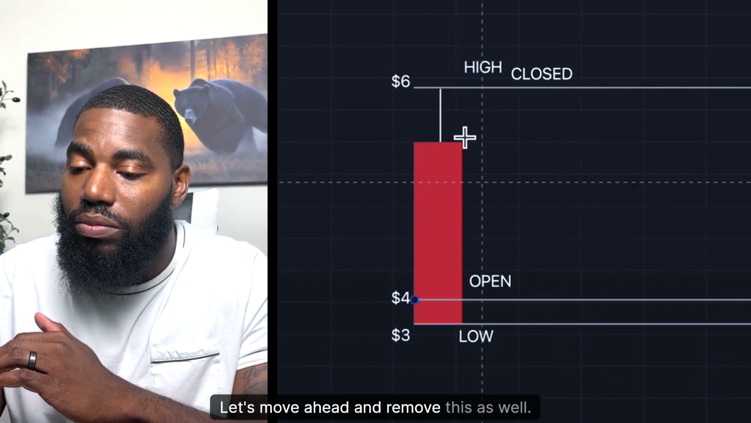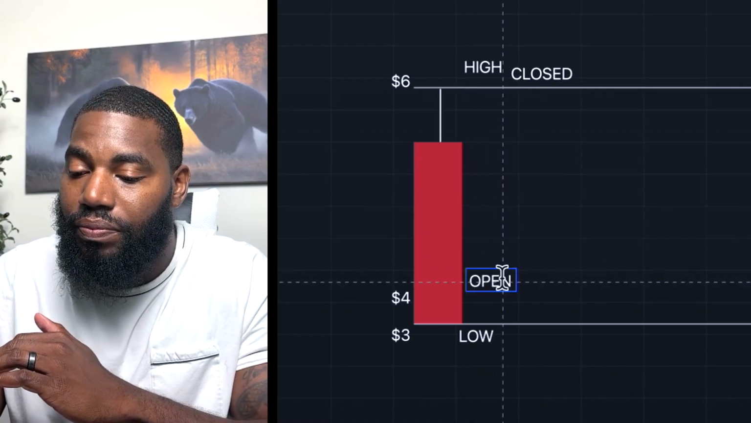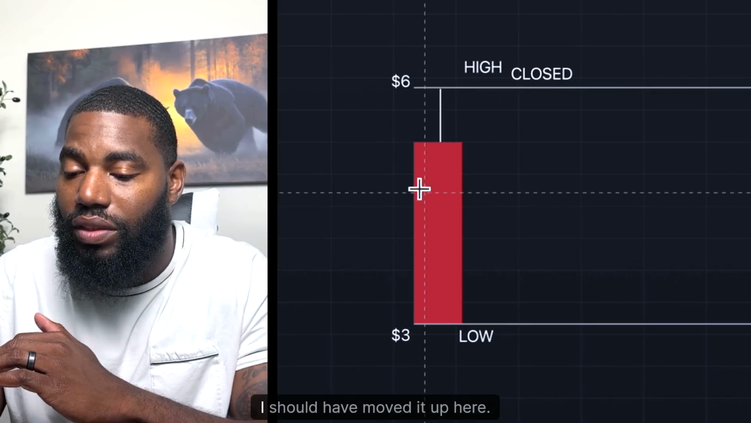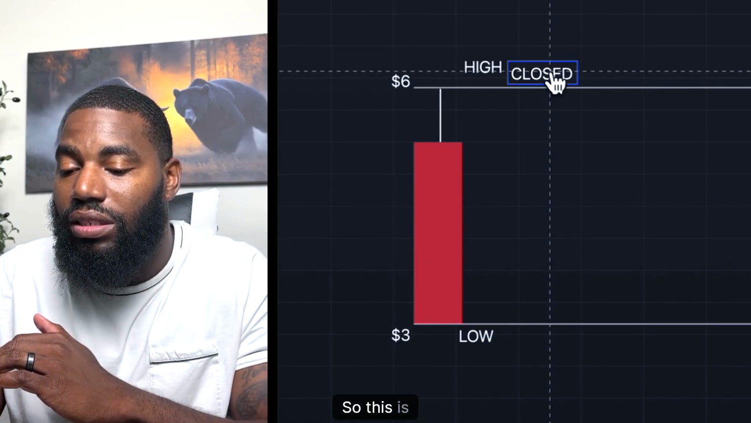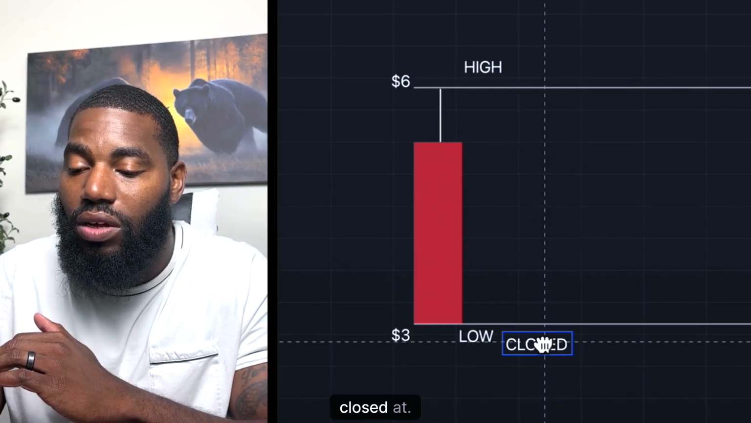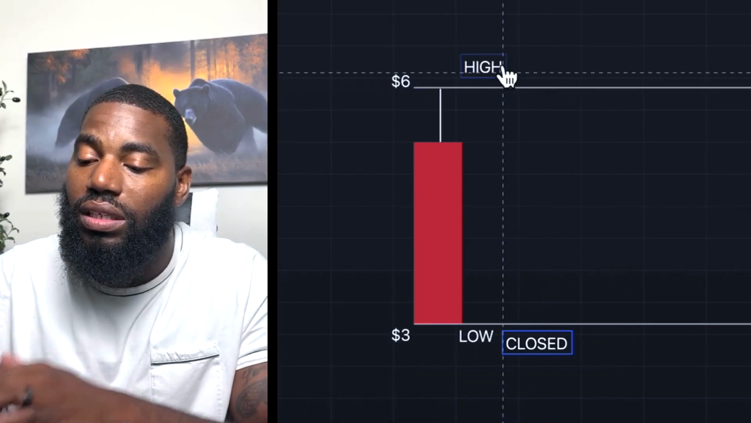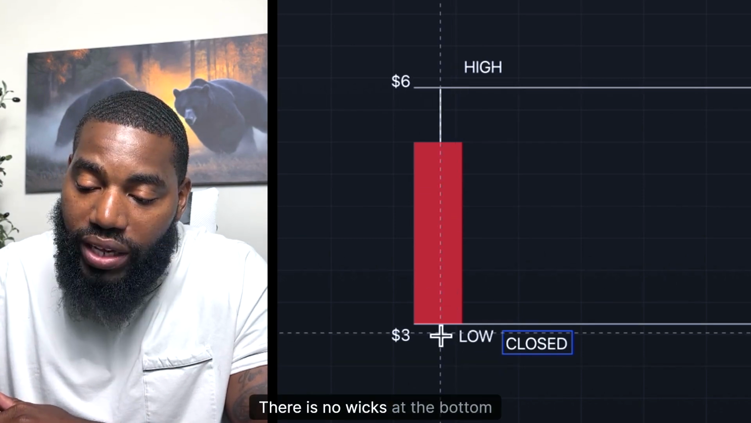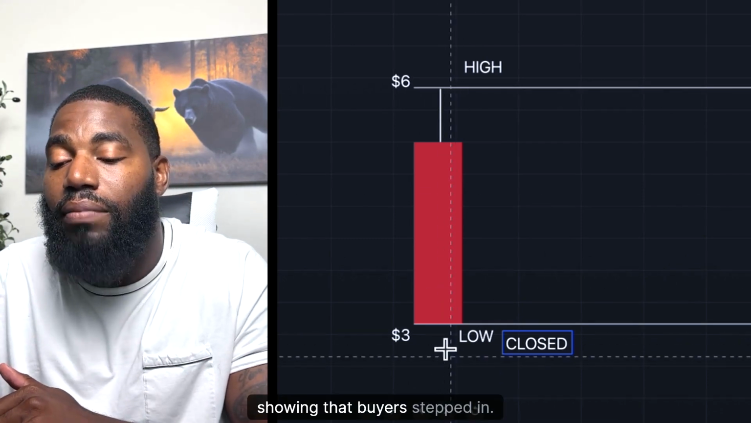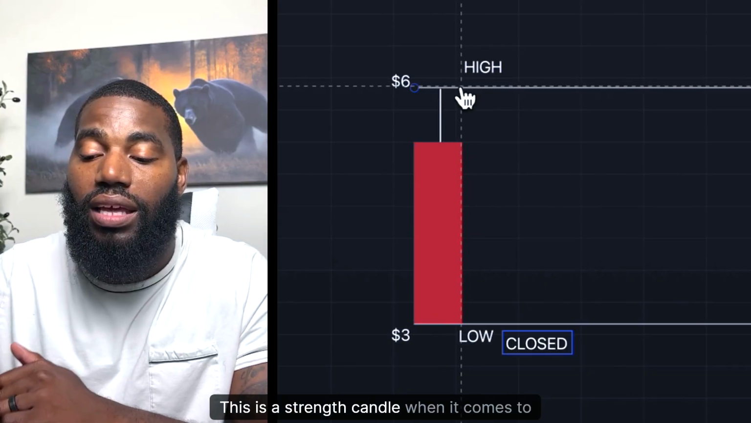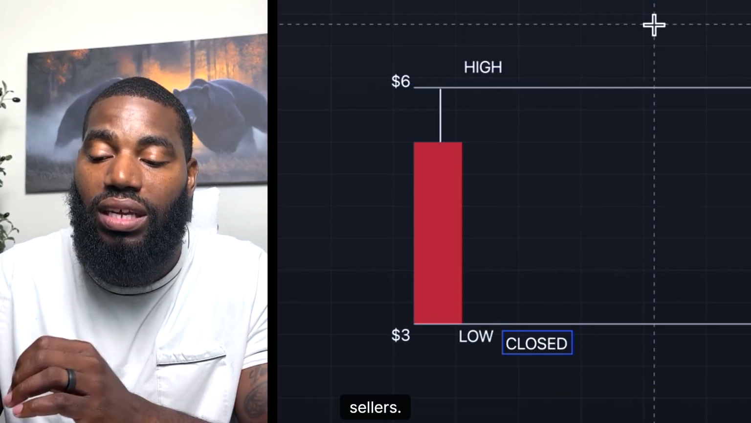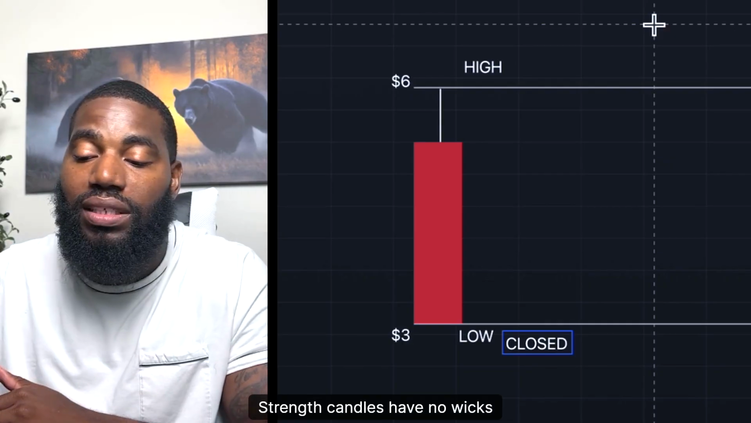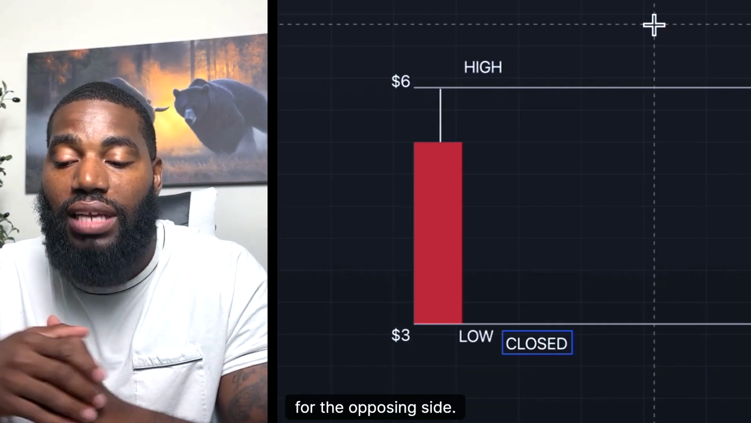Let's go ahead and remove this as well. I should have moved it up here. So this is where the price closed at. So you will see this here is a strength candle. There are no wicks at the bottom, showing that buyers didn't step in. This is a strength candle when it comes to sellers. So understand strength candles: strength candles have no wicks for the opposing side.